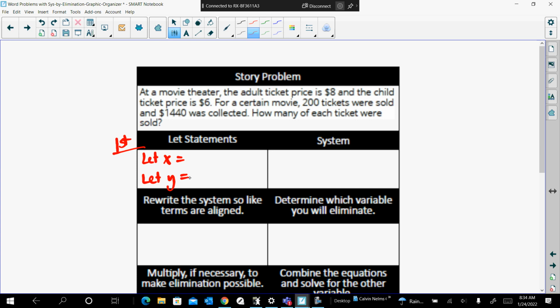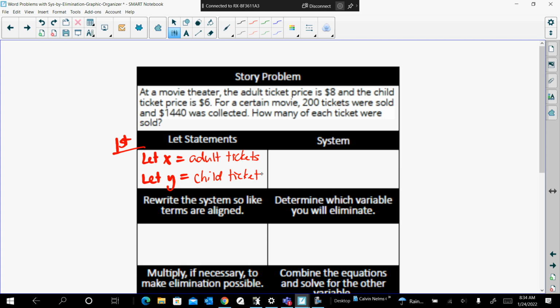So here it says at a movie theater, the adult ticket's price is $8 and the child ticket price is $6. For a certain movie, 200 tickets were sold and 1440 was collected. How many of each tickets were sold? So what could I let my x represent? Yeah, we're gonna let x equal adult tickets, and y can be child tickets. All right.